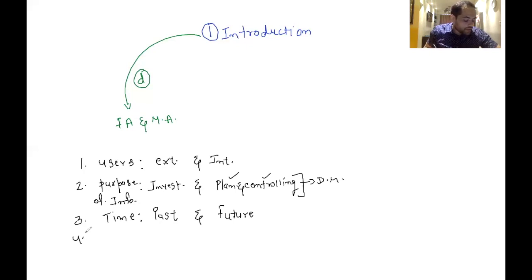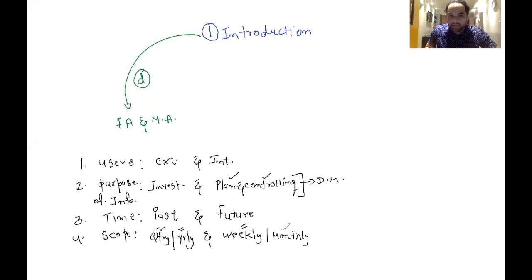Number four is scope. This is the frequency of recording the information. Financial accounting is normally quarterly or yearly, right? So financial reports are prepared quarterly or yearly. However, management accounting provides information on a weekly or monthly basis to the users, right? Financial accounting provides quarterly and yearly information, and management accounting weekly or monthly.